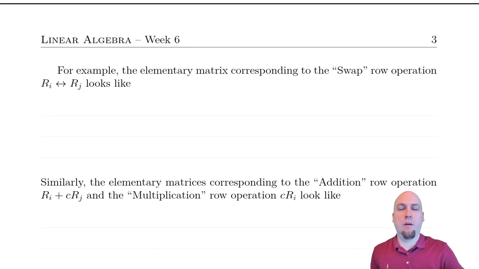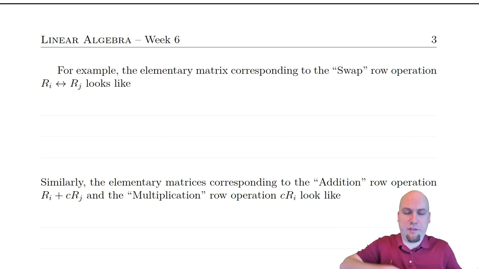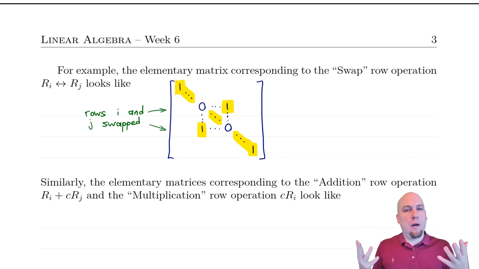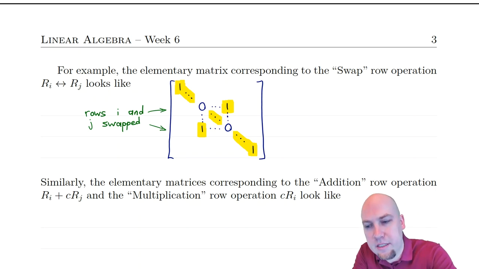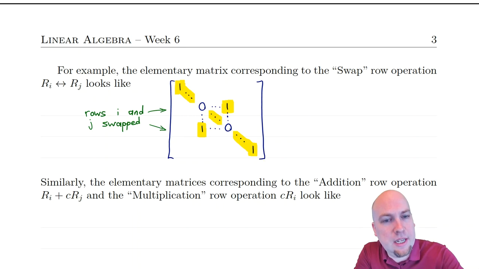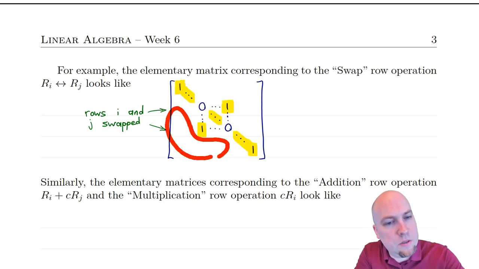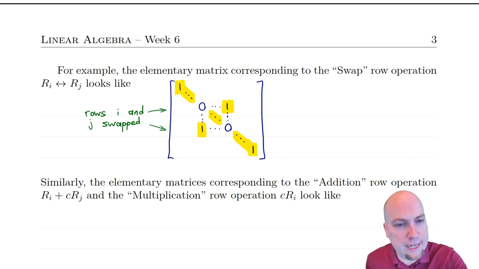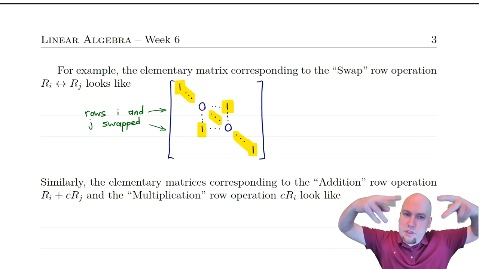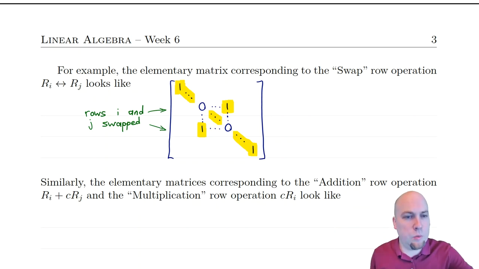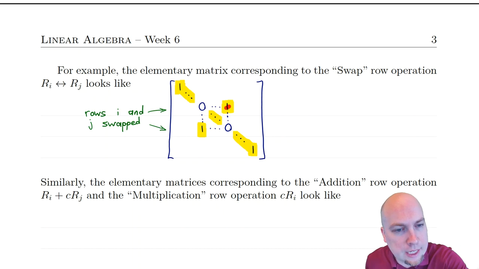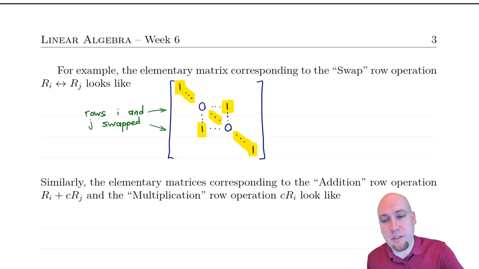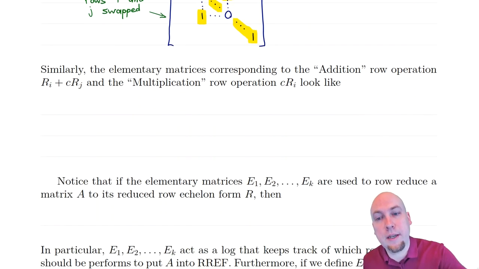More generally, not just looking at the 3x4 case like we were doing above, the swap row operation has an elementary matrix that looks like this. It's going to look like the identity matrix, so it's going to have ones all the way down the diagonal, zeros everywhere else, and then with a couple of exceptions: there are four entries here that are a little bit off from that, just because there are two rows of that identity matrix that got swapped. So you have a little 2x2 block here that looks like a backward identity matrix or something like that. So in general, that's what an elementary matrix corresponding to the swap row operation looks like.